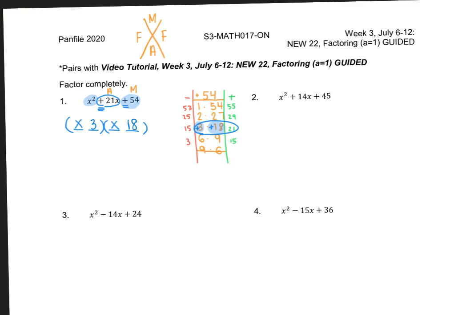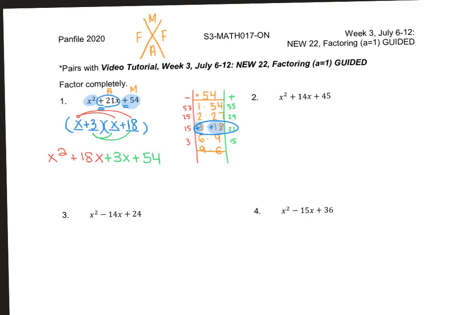And in order for all these signs to work out, in order to multiply to get to positive 54, in order to add to get me positive 21, I need a positive 3 and a positive 18. Now, when I check my work with that double distributive property, I get x squared, plus 18x, plus 3x, and plus 54.